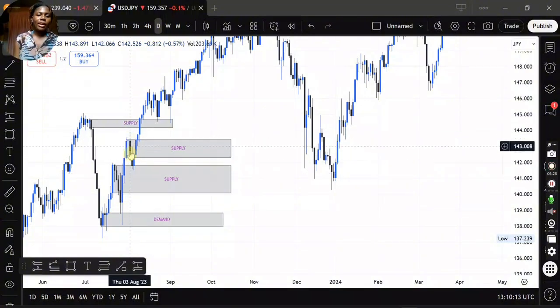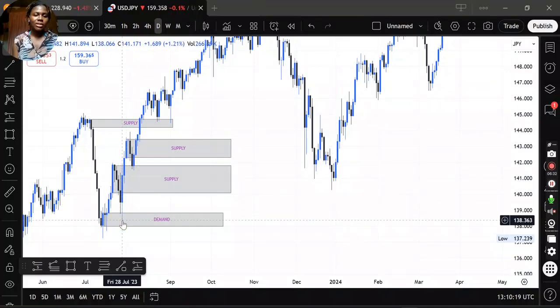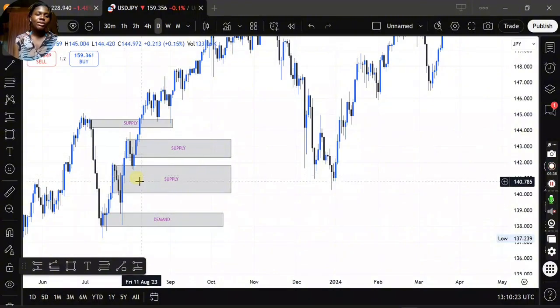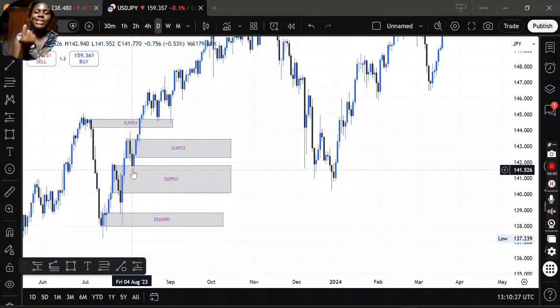So price gets here, we have a new supply that it created while going back to retest the demand, and then it comes up, it creates another supply, we mark it out. Now this previous supply that we marked out, you can see price tapped into it.